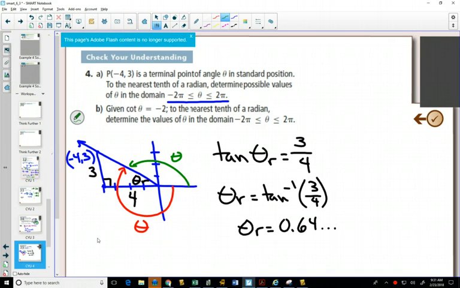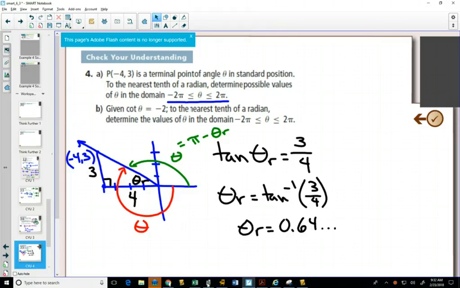Now if you were dealing in degrees and you wanted to find theta, well, you would go 180 degrees minus your reference angle. Now that we're dealing in radians, the process is exactly the same, but instead of doing 180 minus your reference angle, you'll do pi minus your reference angle.